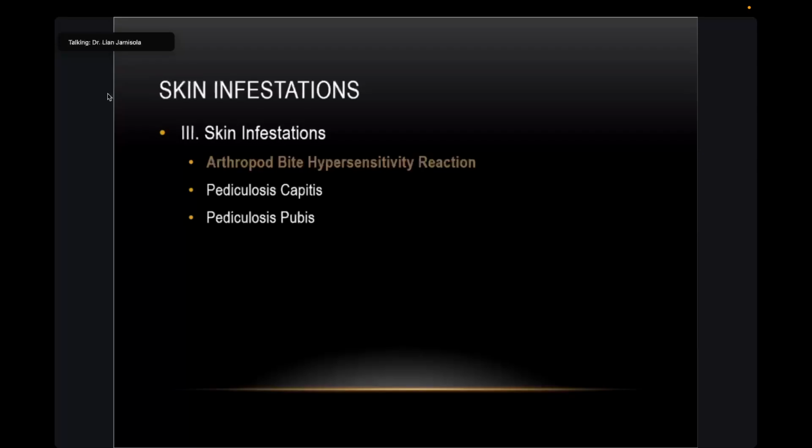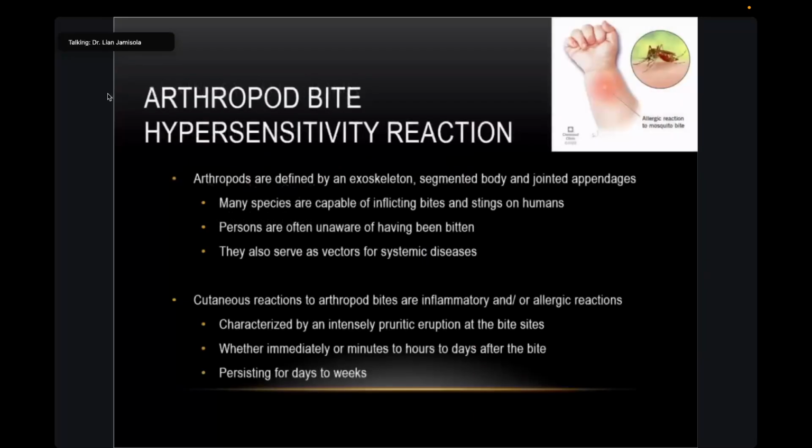Okay, let me go to your skin infestations. I believe this was already discussed by Dr. Yang, no? So I'll just run through them. So you can have arthropod bite hypersensitivity reaction. So these are the people na yung kagat sa kanila is hypersensitive or hyper-exaggerated.